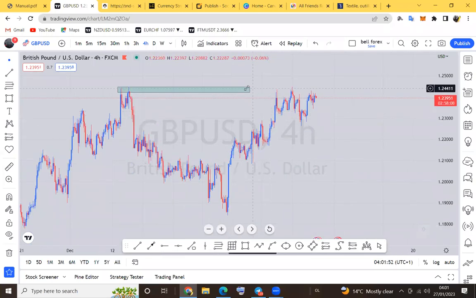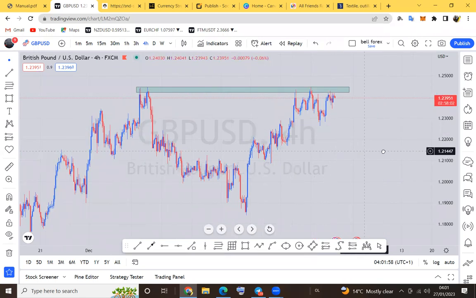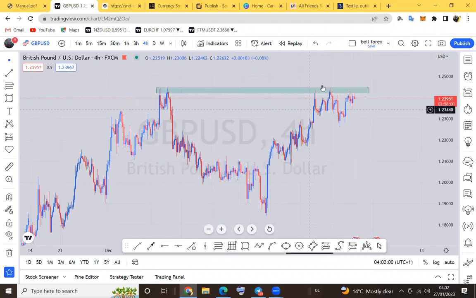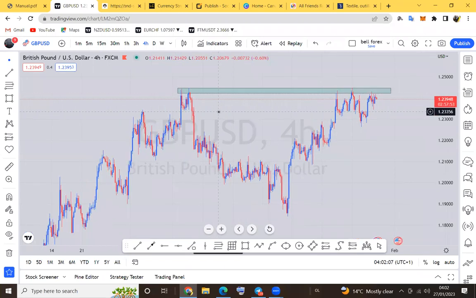So if I extend this ceiling in the future, you see clearly how price has been reacting exactly inside that ceiling. You see it for yourself. So this we call a resistance because price has reacted exactly inside the ceiling.